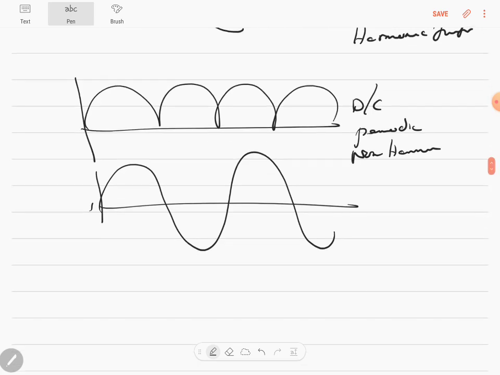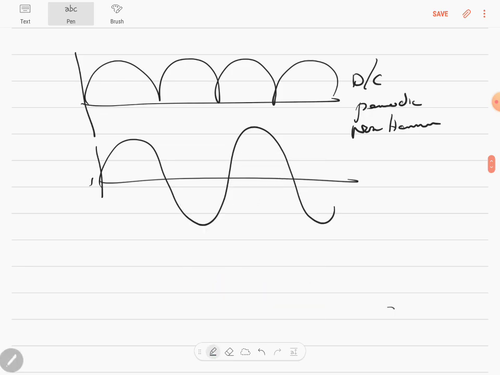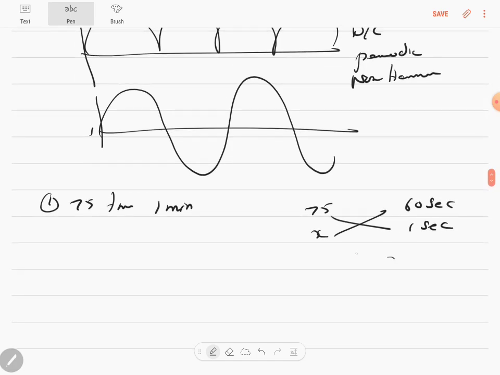Okay, so then let's go to the next. I want to do a numerical: on an average, a heart beats 75 times in a minute. So it's 75 times in 60 seconds. In 1 second, how many times is it beating? So you know that 60 times x is equal to 75, so x is equal to 75 by 60, which is 1.25. The answer for this is 1.25.